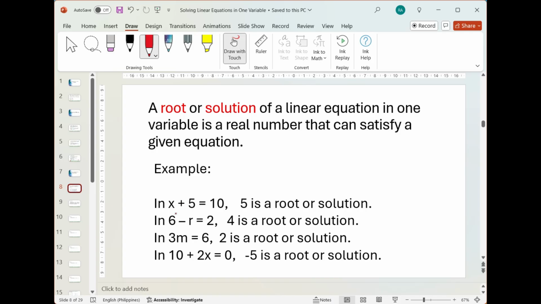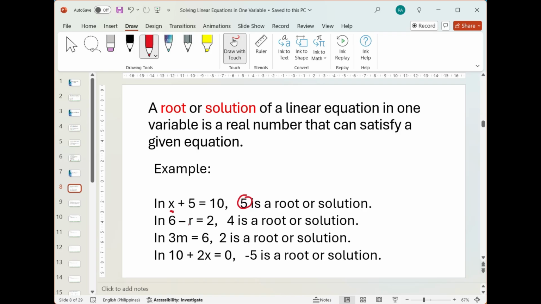So halimbawa, if you have x plus 5 is equal to 10, so ano ba yung ipapalit natin kay x para maging balance or para maging equal yung ating equation? So obviously, 5 kasi 5 plus 5 is equal to 10. So therefore, 5 is called a root or solution. In 6 minus r is equal to 2, so 4 is a root or solution. So, paano po naging 4 po yun?